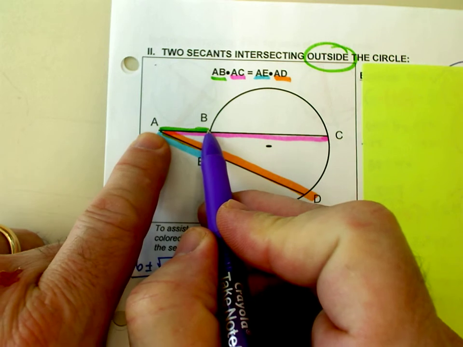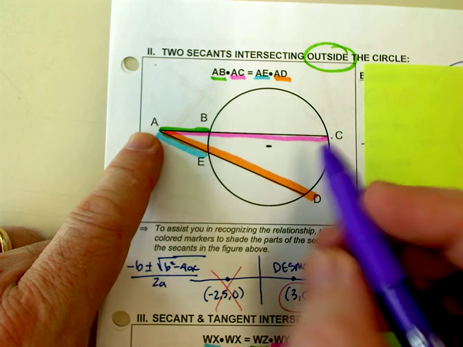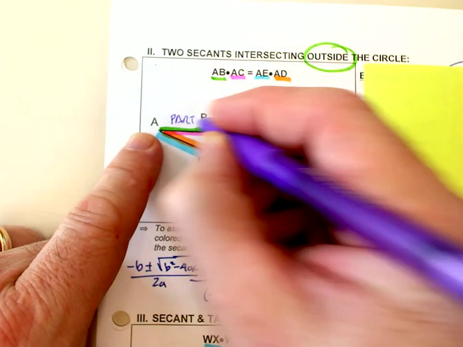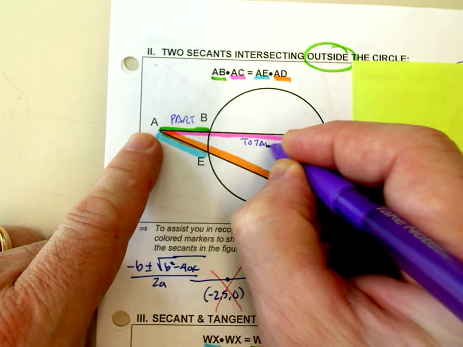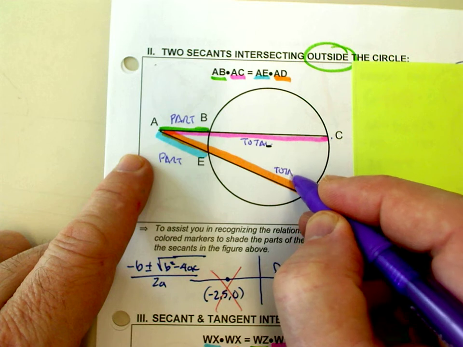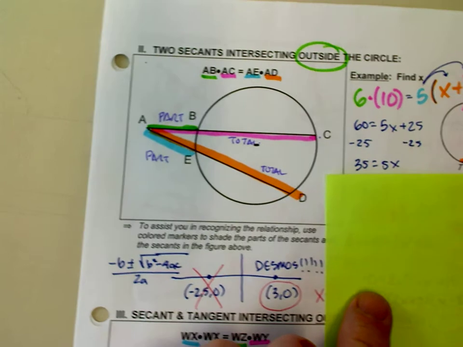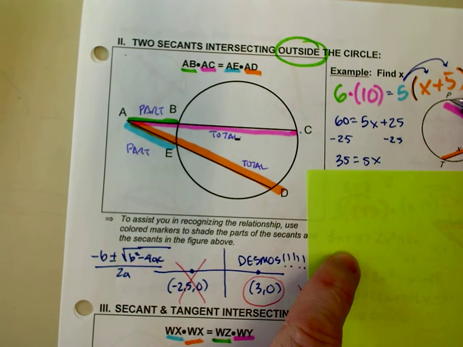The length outside of this segment, AB, times the total. This is the part that's on the outside times the total, is going to equal the part that's on the outside times the total of this other one. So in our example here, you'll see that 6 is the length of this secant that's outside. This distance here is 4, so the total length is 6 plus 4, or 10. Part times the total equals the part 5 times the total.